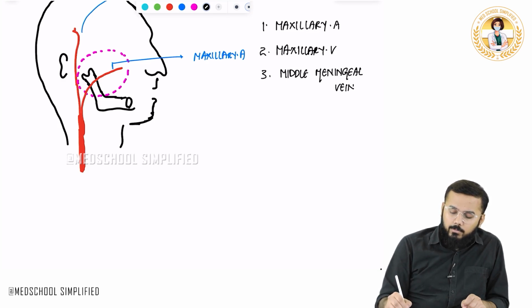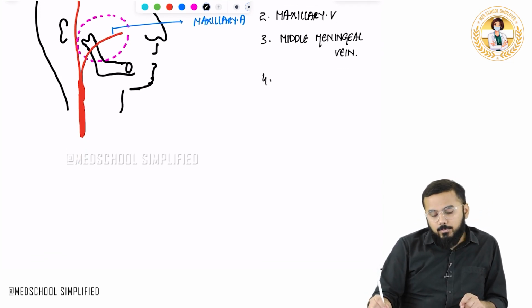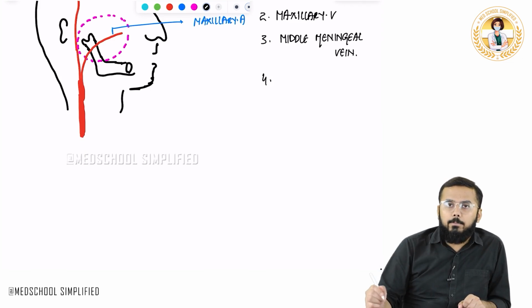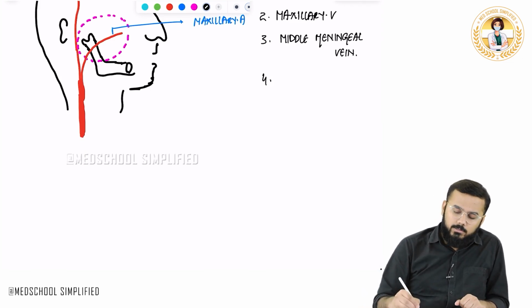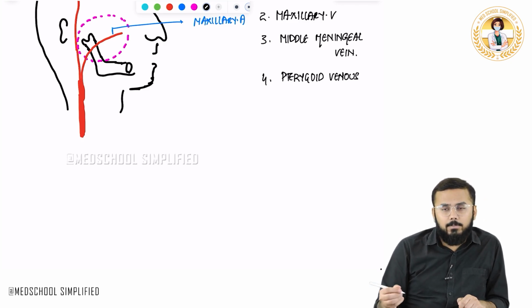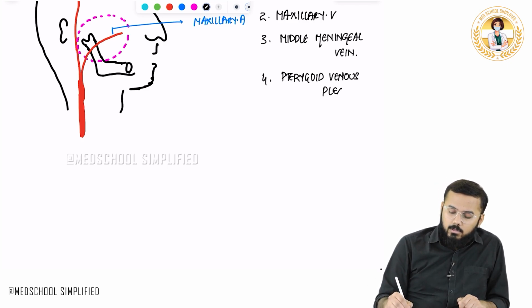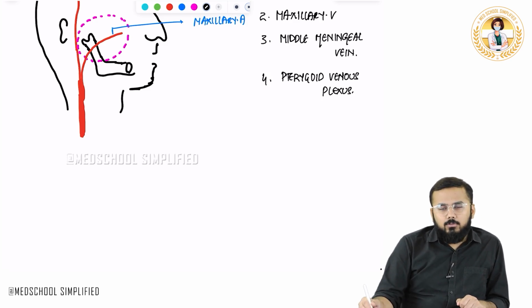You even have got middle meningeal vein. Now, apart from this middle meningeal vein, the last important thing you have got over here is a plexus, and this plexus in the pterygoid region is called as pterygoid venous plexus. You might be thinking, what is pterygoid venous? What is a plexus, right? So over here, there are a lot of pterygoid veins, right? So these pterygoid veins join together to form a plexus called as pterygoid venous plexus.